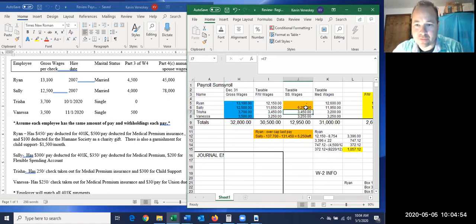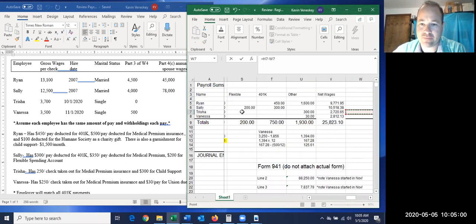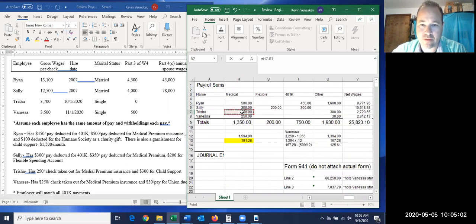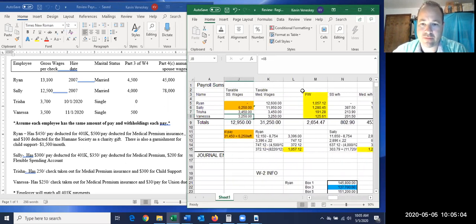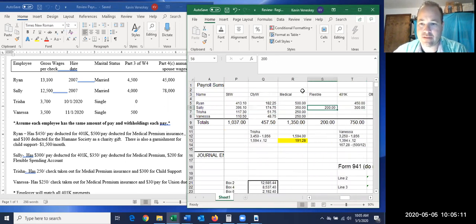Although something didn't go right on this one. Let's try this again. 37 minus medical premiums. That's better. Yeah, it looks good.